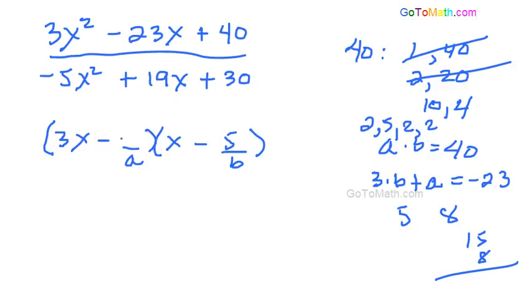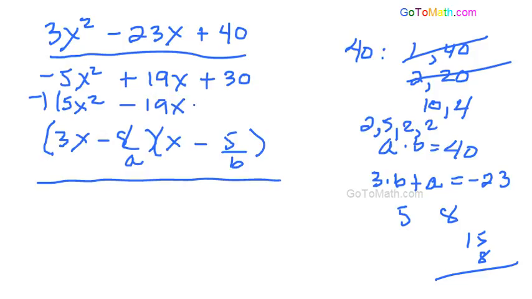So 5 and 8. 3 times that is going to be negative 15, and then minus 8 is negative 23, and then that times that is 40. Oh my gosh, that took way too much time. Alright, for this one here, we're going to go ahead and factor out that negative. So that's going to be 5x squared minus 19x minus 30. Hopefully this one won't be as bad.